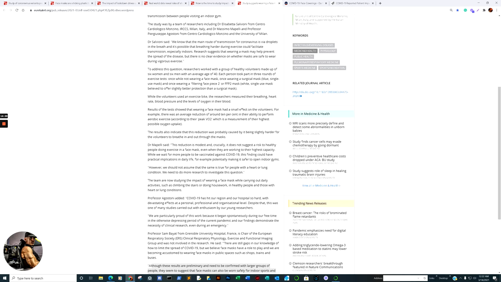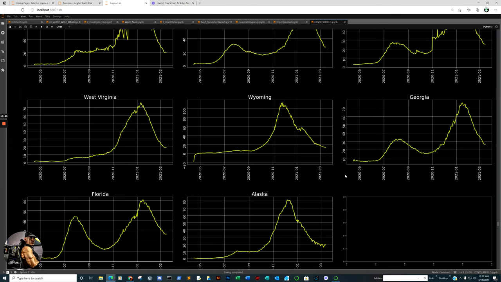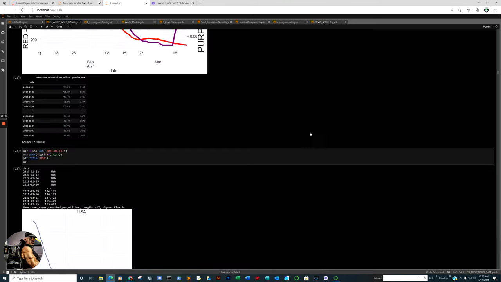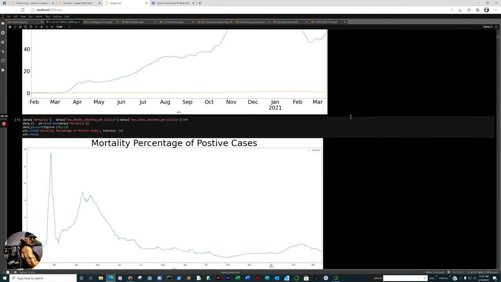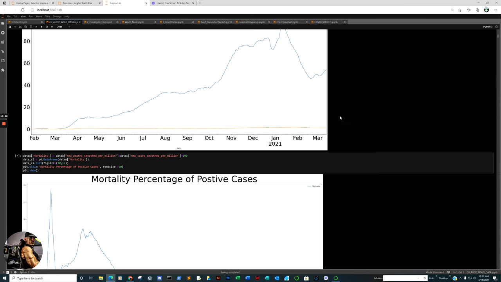All right, let's get right into data analytics as follows. Let's go to the world data first. So here's our world data. This is what we're looking at so far. So here we are as far as our world data.